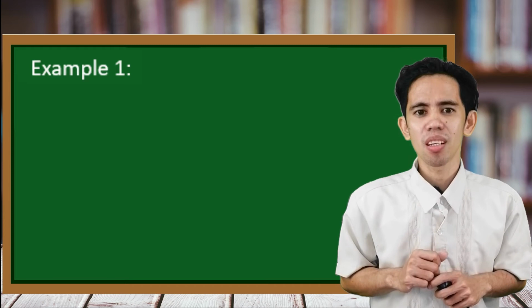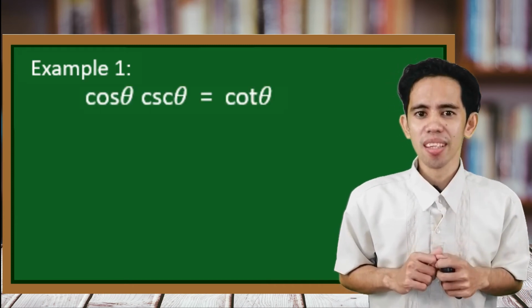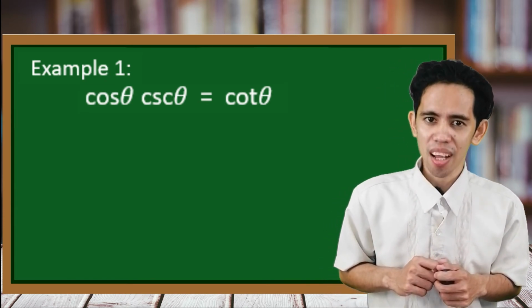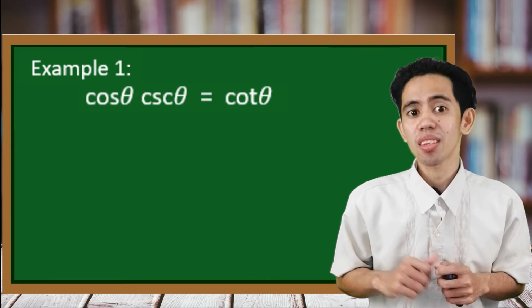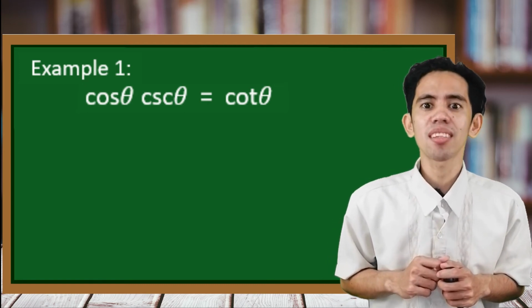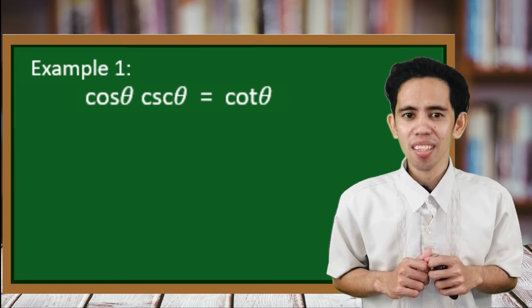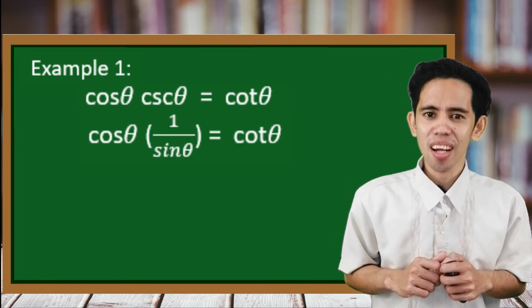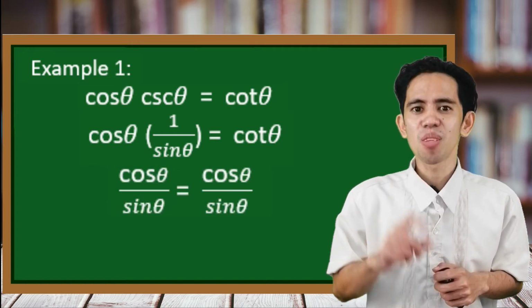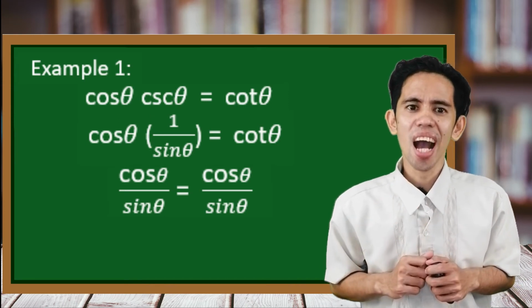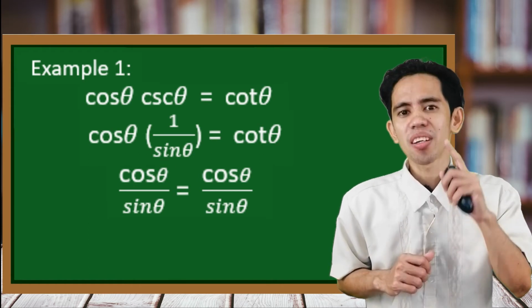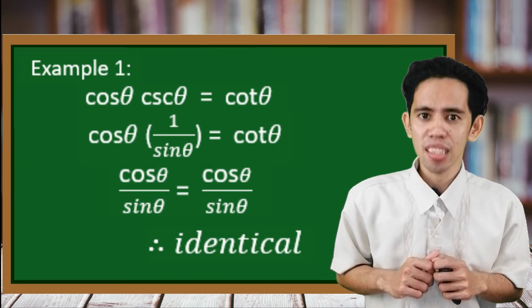For example, number 1, we have cos theta times cosecant theta is equal to cot theta. All we have to do is to convert the terms cosecant and cotangent into sine and cosine terms. We have cos theta times 1 over sine theta is equal to cosine theta over sine theta. And simplify. So as you can see, they have the same terms on both sides of the equation. Then, the given example is an identity.